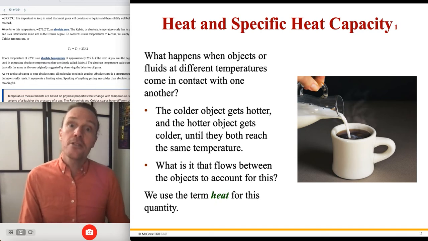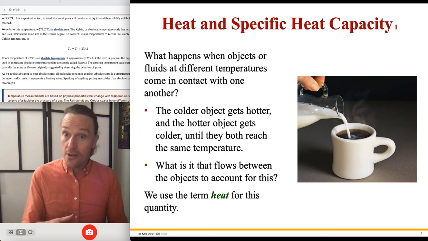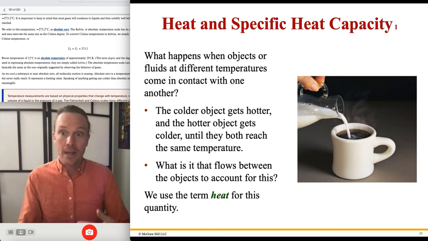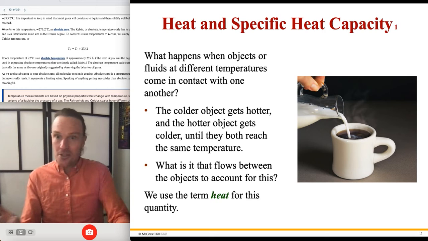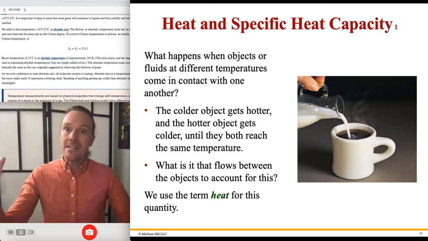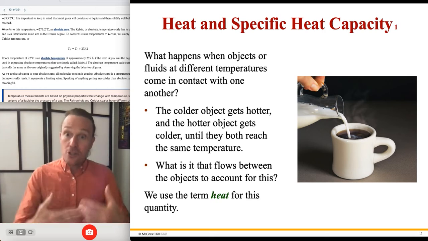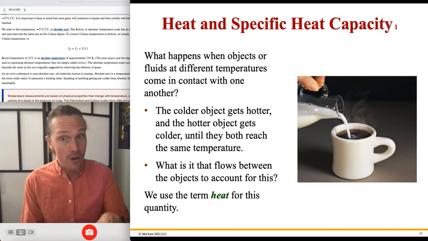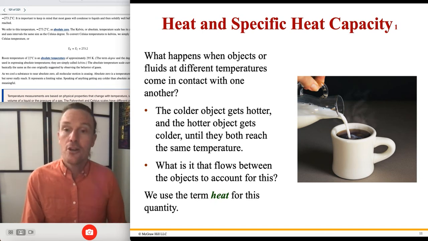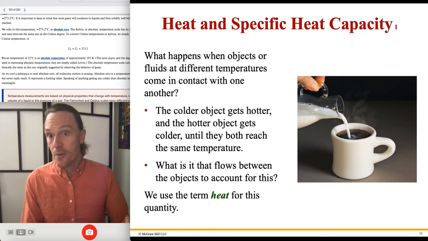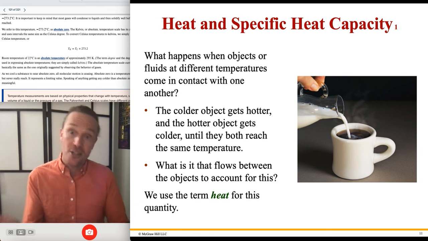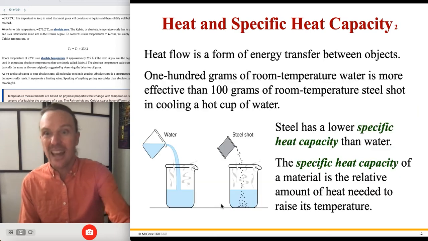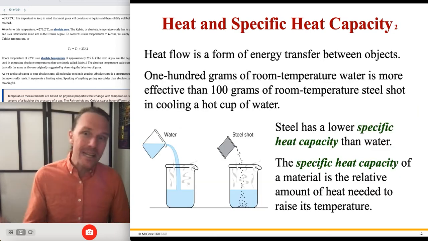So what happens when objects or fluids at different temperatures come in contact with one another? Well, they start flowing. What starts flowing? Heat starts flowing between them, right? Usually in a big mixing case, in the case of fluids stirring together, but more ideally, maybe two blocks suddenly touching each other. Heat's going to flow from one to another until equilibrium is reached. Equilibrium being no more flow of heat, no net flow, because it's the same temperature everywhere. Or maybe vice versa, by definition, it's the same temperature everywhere. Okay? So what is it that flows between them? That's heat. Okay? I definitely said that already, jumped ahead of the slides.